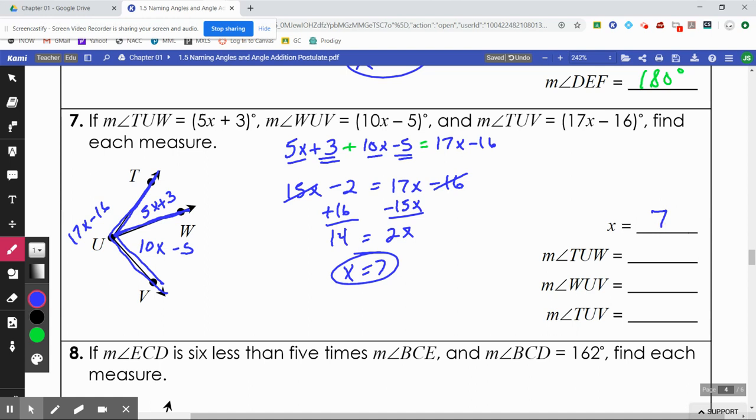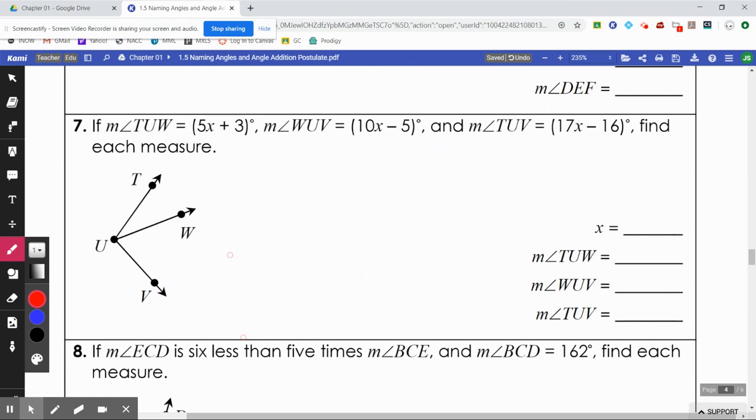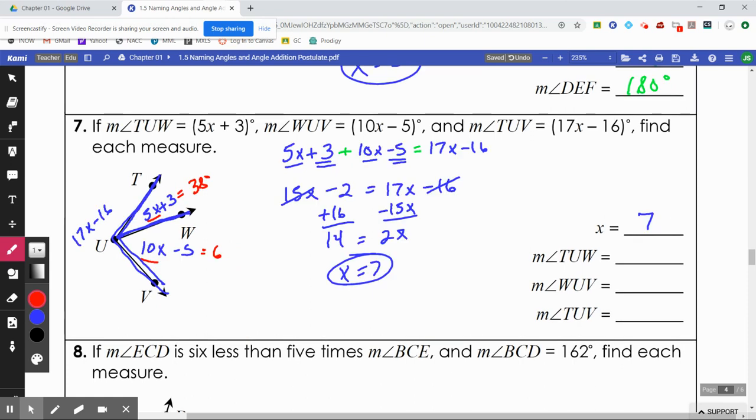So x is 7. Let's plug all those 7s in. If x is 7, that would be 5 times 7, 35 plus 3 is 38 degrees. This would be 10 times 7, or 70, minus 5, which is 65 degrees. This would be 17 times 7, which is 119, minus 16, which is 103 degrees.